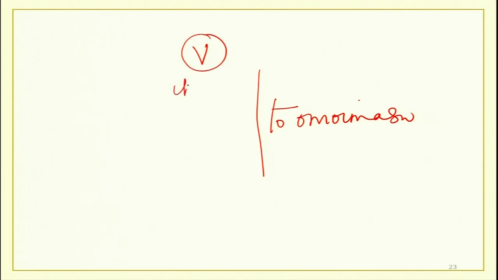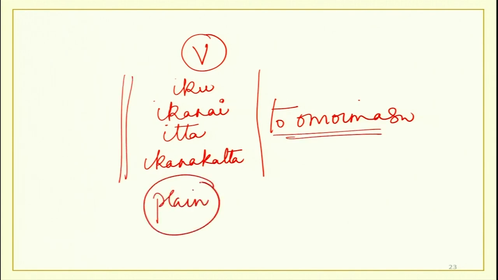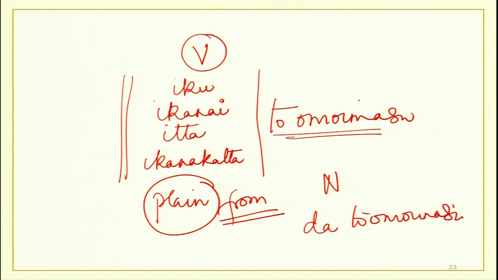So, watashi wa iku to omoimasu. Watashi wa ikanai to omoimasu. Kino Tanaka-san wa itta to omoimasu. Kino Tanaka-san wa ikanakatta to omoimasu. So what can you infer from here? Well, always before to omoimasu, the verb is going to be in plain form. And if there is a noun, then what is going to happen? It's going to be da to omoimasu. You can make sentences and practice.